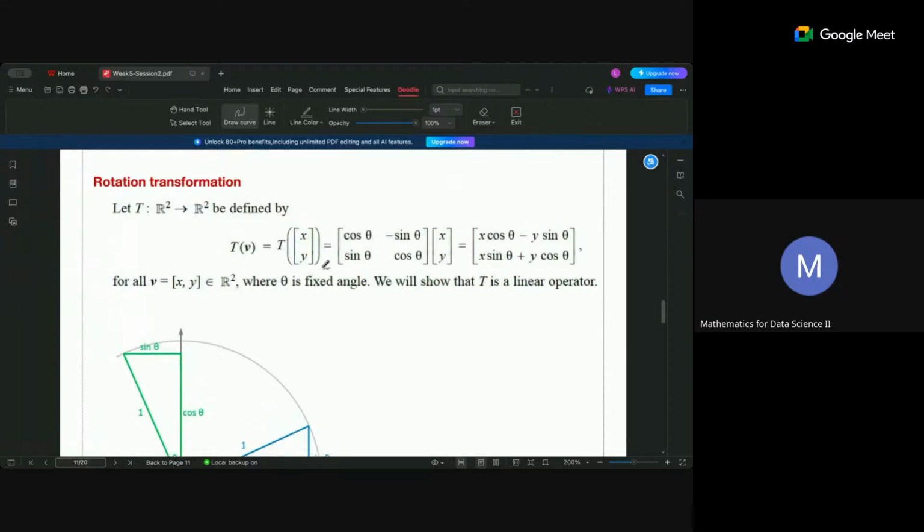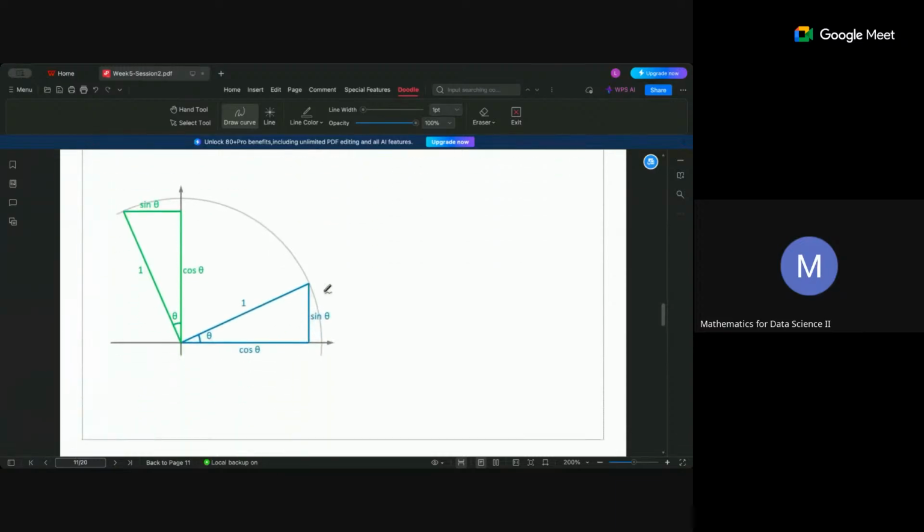Now the rotation transformation, again, is a very important transformation. We are going to see more on rotation in week 8 again. So what are rotation transformations? Suppose you have some vector here. This is your vector (x, y). In fact, this is your vector (1, 0). Let us say this is your unit vector you are considering.